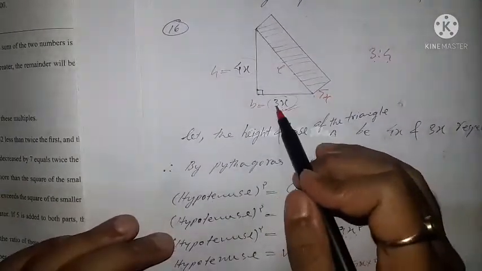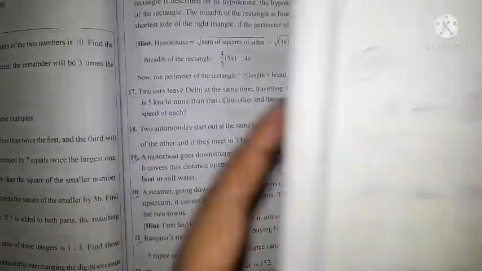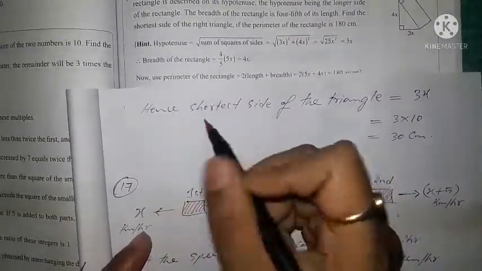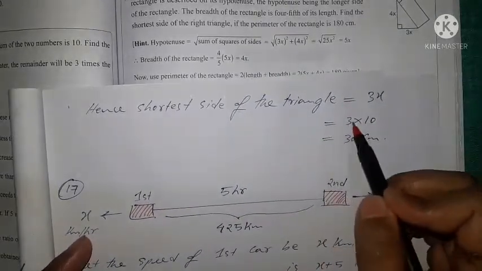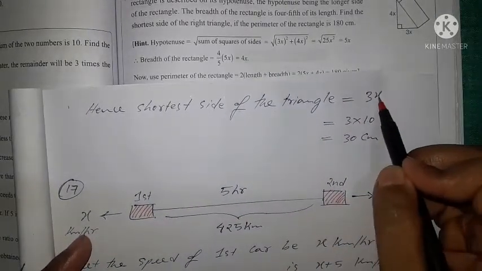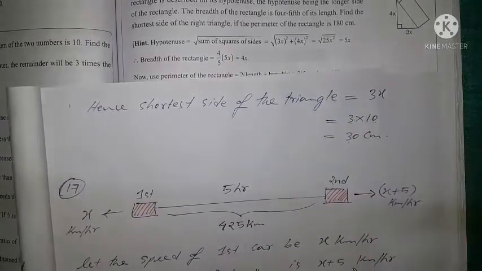If the value of x is 10, then the shortest side will be 3 into 10, that is 30. So hence we have written that the shortest side of the triangle is thrice x, that is 3 into 10, since the value of x is 10. So therefore 3 into 10 is equal to 30 centimeter.